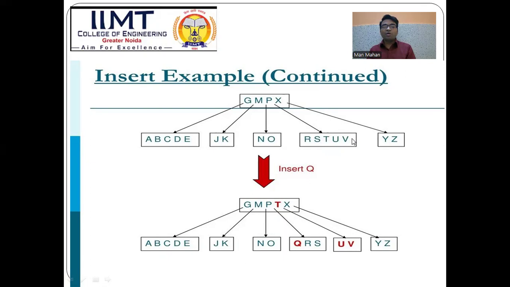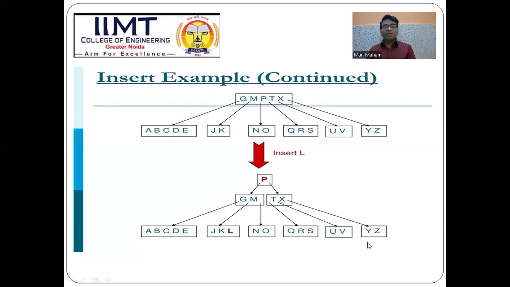That means it would be more than the order allows. So we split the node R, S, T, U, V at the median value. Here the median value is T. So we move T upward, and R is on the right side.